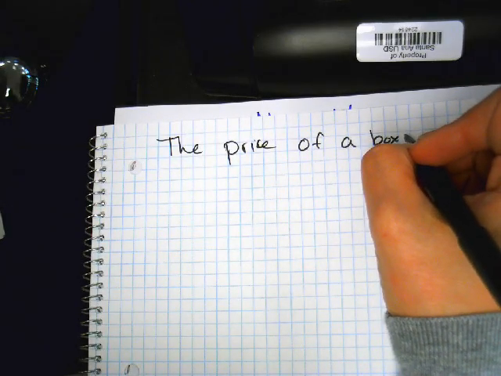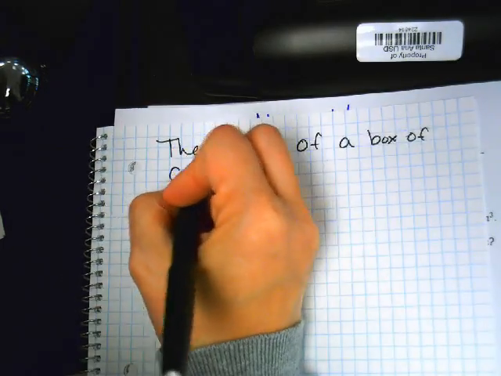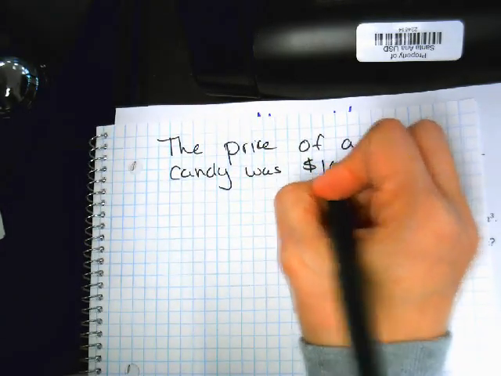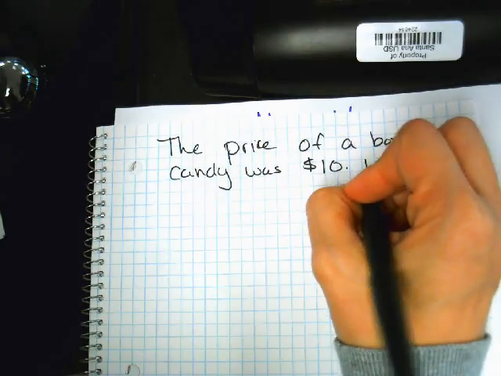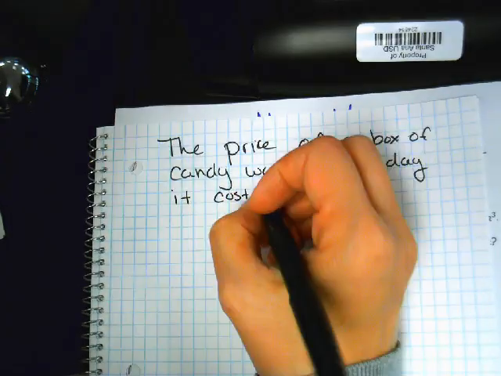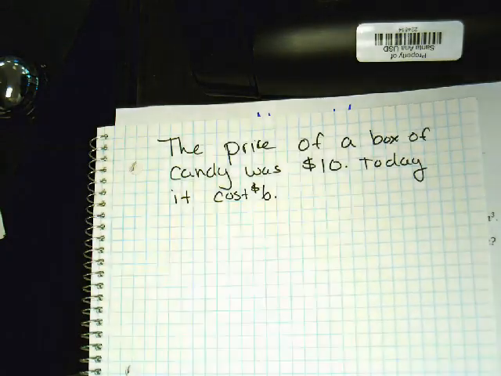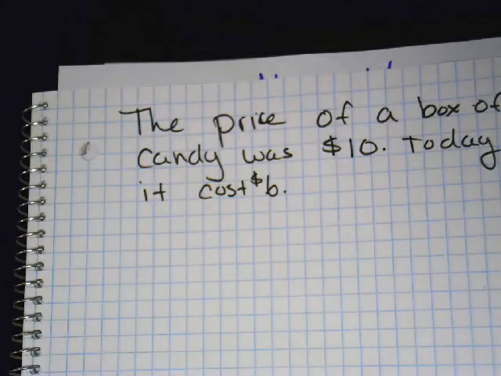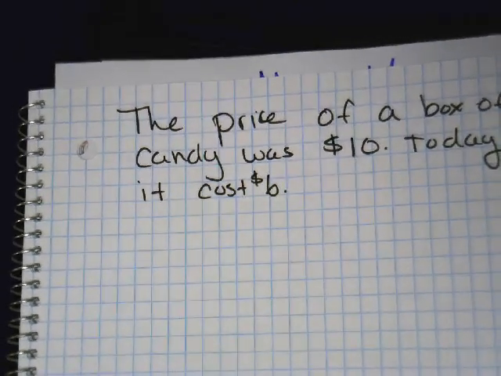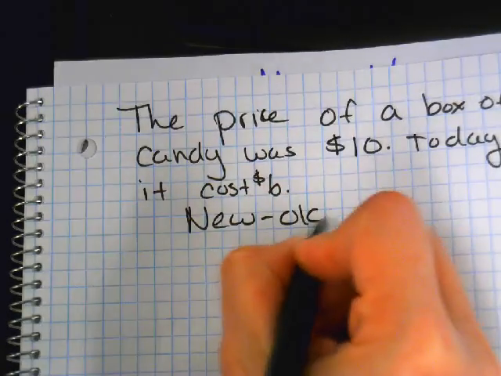The price of a box of candy was $10. Today it cost $6. Okay? It was Christmas candy, so it's on sale. All right, so write that down. All right. So, the price of a box of candy was $10. Today is $6, sorry. So, new minus old divided by old.